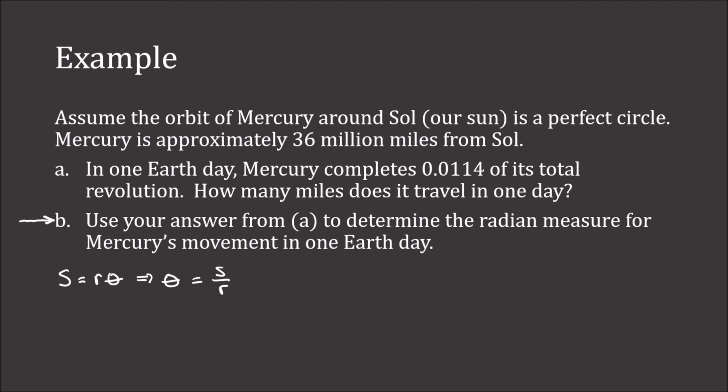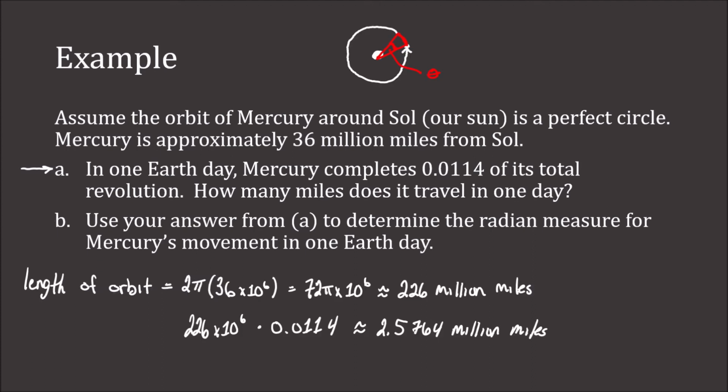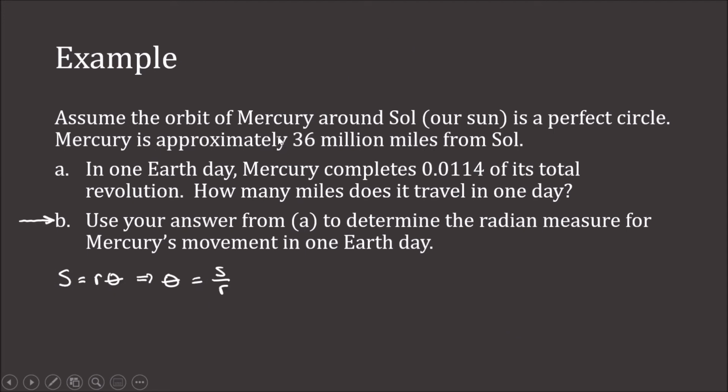Now, the radius was given to us. It says that Mercury is about 36 million miles from Sol. So theta is equal to S, which was 2.5764, over the 36, and this will give us an exact answer of 0.0715, and then 6 repeating radians.